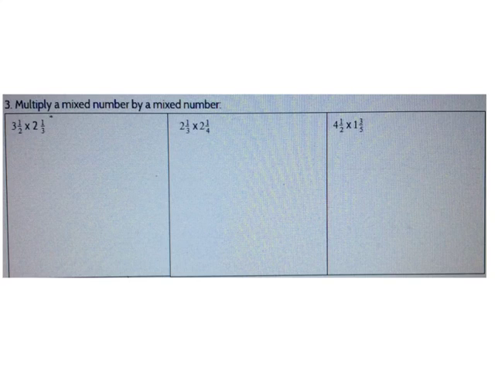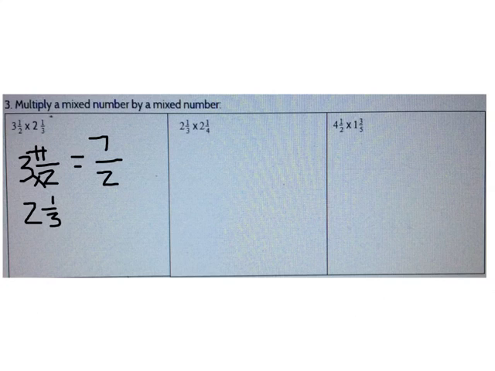Now let's practice multiplying a mixed number by a mixed number. What's 3 1/2 times 2 1/3? First, let's change 3 1/2 into an improper fraction. When I change 3 1/2 into an improper fraction, what do I get? Well, 3 times 2 is 6, plus 1 more is 7. My denominator is 2. When I change 2 1/3 into an improper fraction, what do I get? Well, 2 times 3 is 6, plus 1 more is 7 over 3.